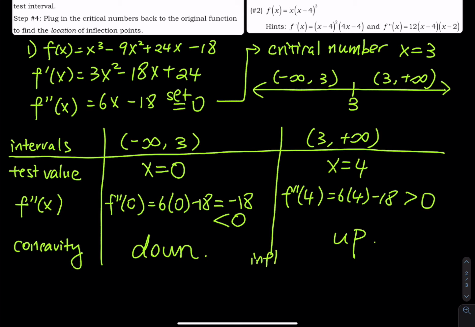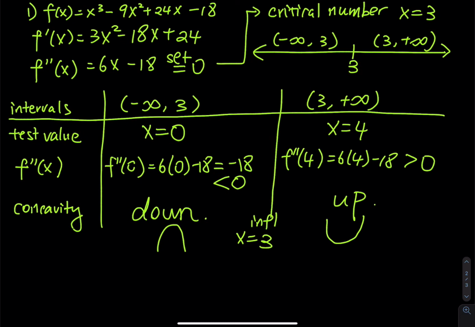So this is concave down, and then this is concave up. So from down to up, the concavity changes at x equals 3. So x equals 3 is an inflection point. Therefore, from negative infinity to 3, the function is concave down, and then from 3 to positive infinity, the function is concave up.